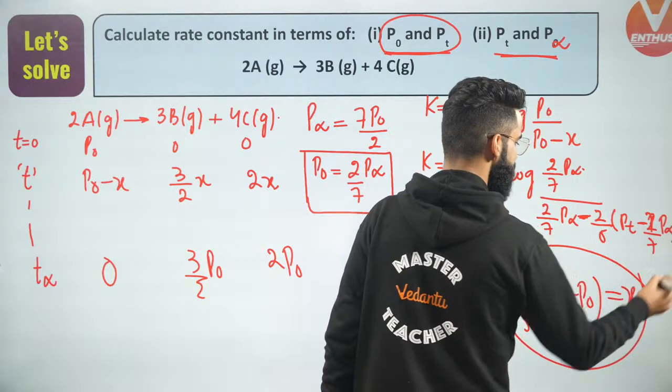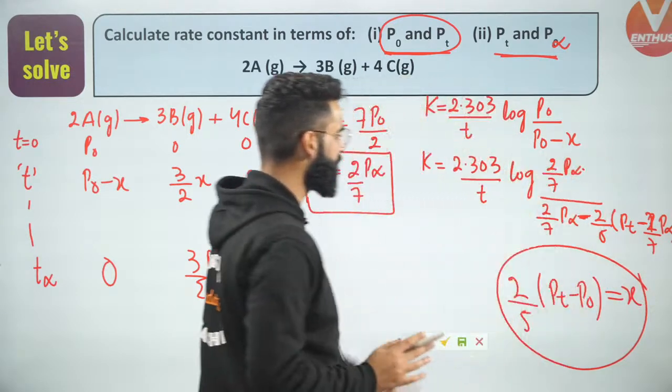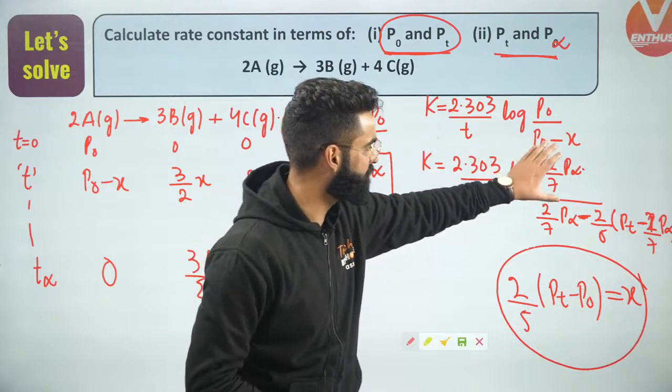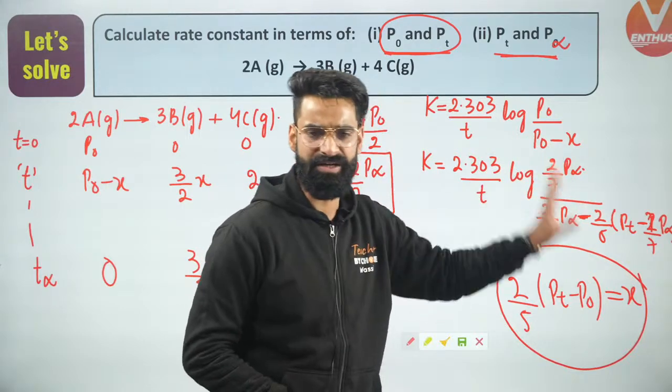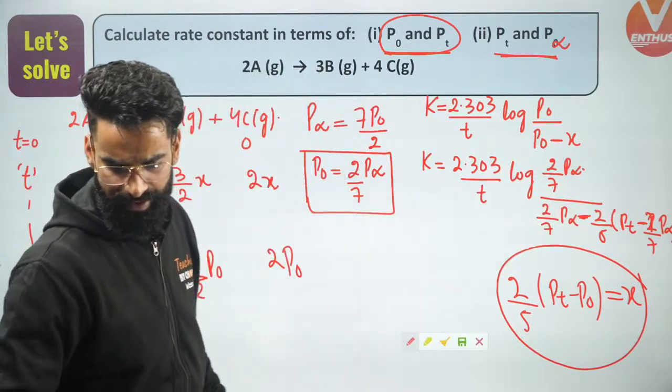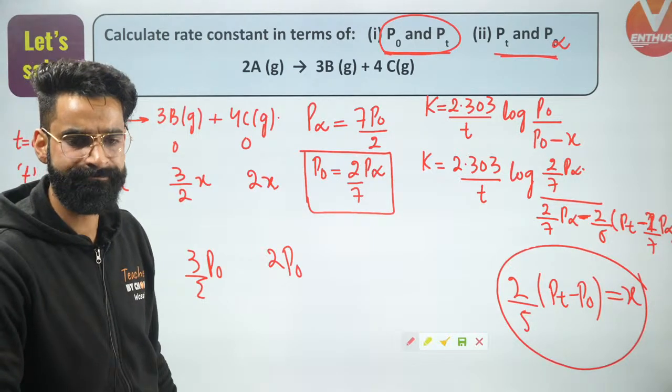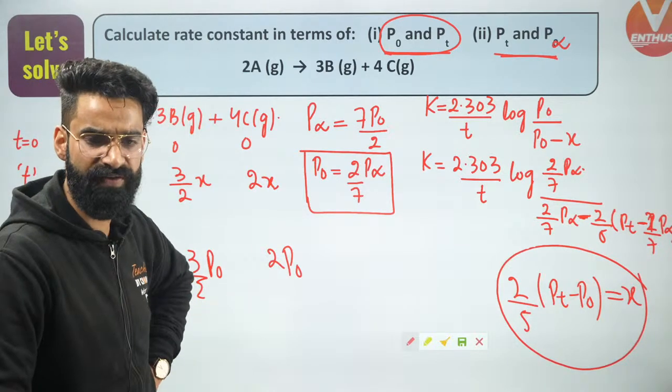P infinite. People, can you solve this a bit and let me know the expression of K? You can make it in terms of P infinite and PT right here. I hope this is clear to everyone. Let me know in the chat box if it is clear to every single guy. Let me know in the chat box fast.